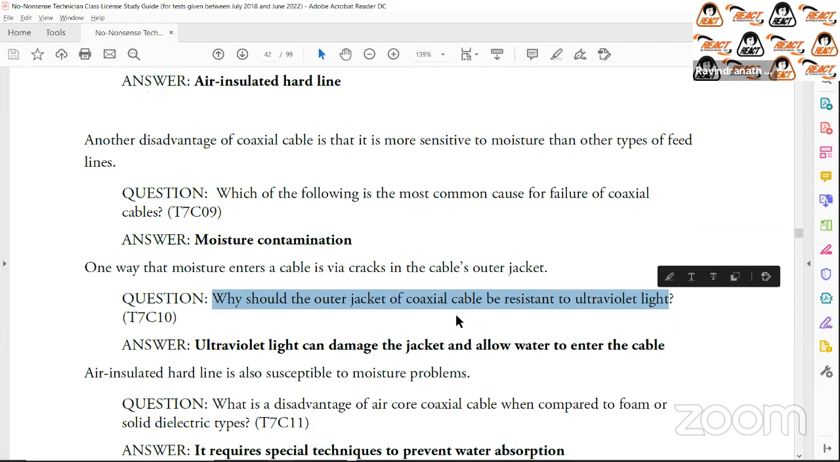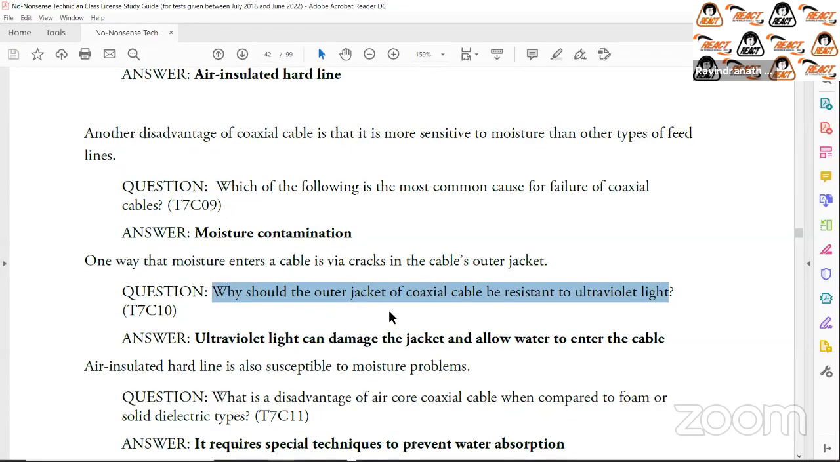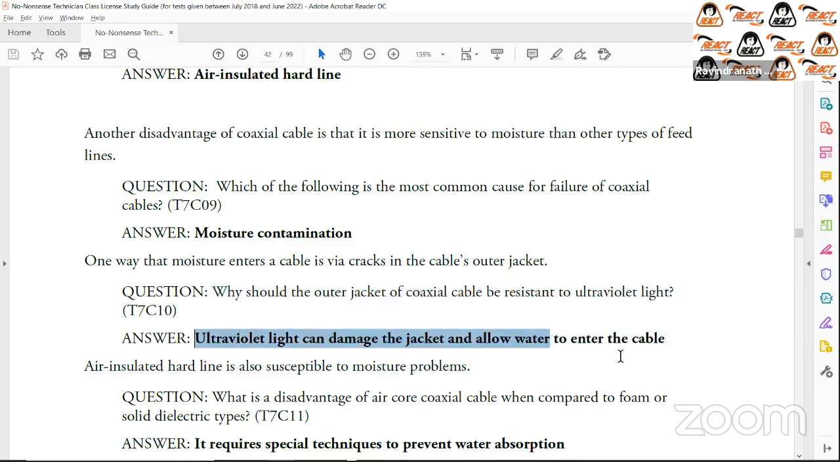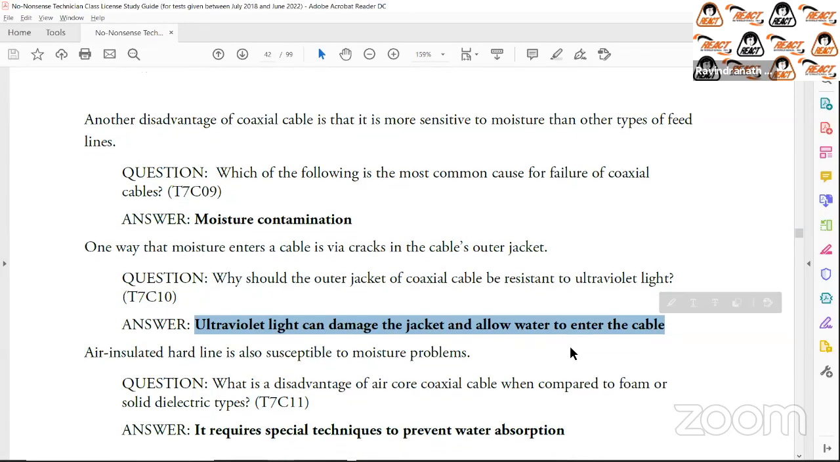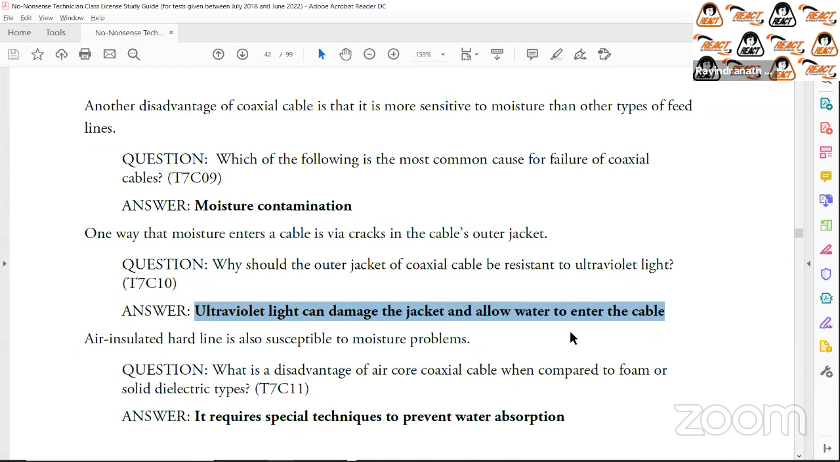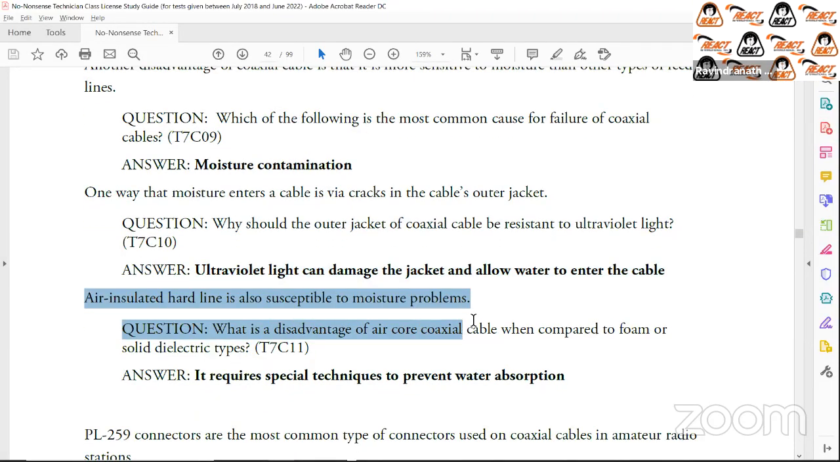That's the basis of the next question. Why should the outer jacket of coaxial cable be resistant to ultraviolet light? So the simple answer is that UV or ultraviolet light can damage the outer insulation or the jacket and allow water to enter the cable. And we said water entering that cable, very bad. It will cause the impedance to change. It will cause the loss to increase. So very, very bad. They also tell us that even though air insulated hardline is excellent cable, it's also susceptible to moisture.